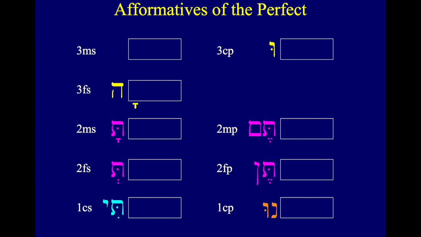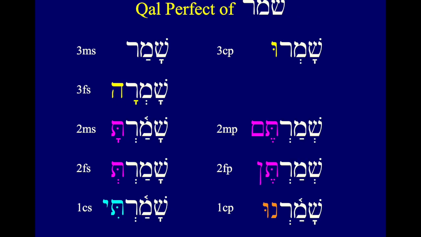You don't need to memorize any of that now. I'm just telling you that's what's going to happen. It's kind of giving you the big picture before we jump into the little tiny details. Here's the call perfect of shamar. We'll learn this more next time, but you can see the verb shamar, which means to watch over or keep.